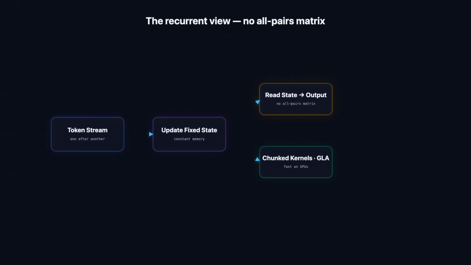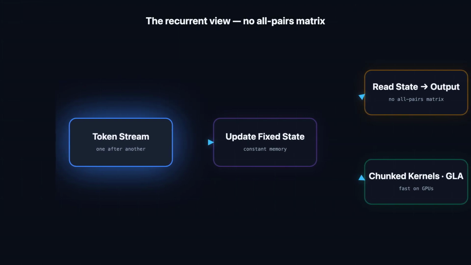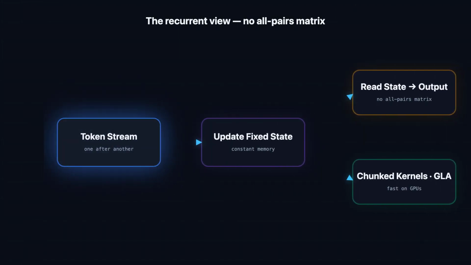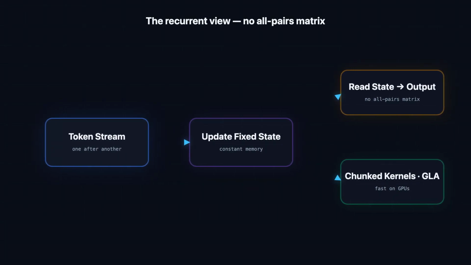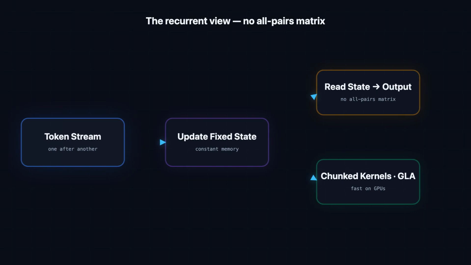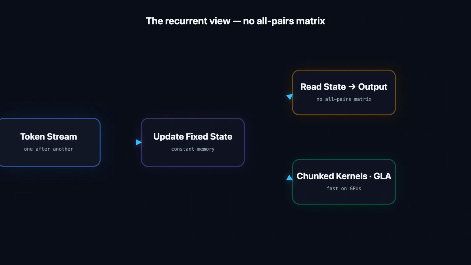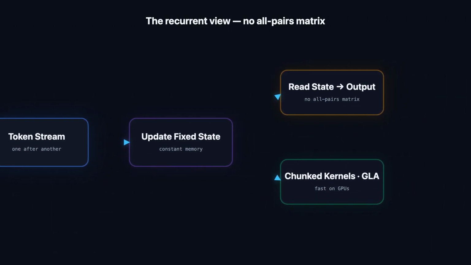Here's the recurrent view of what's actually happening. Tokens arrive as a stream, processed in sequence. There's no giant matrix comparing all of them at once. Each token shows up, contributes its information, and moves on, which is already a very different picture from classic attention.